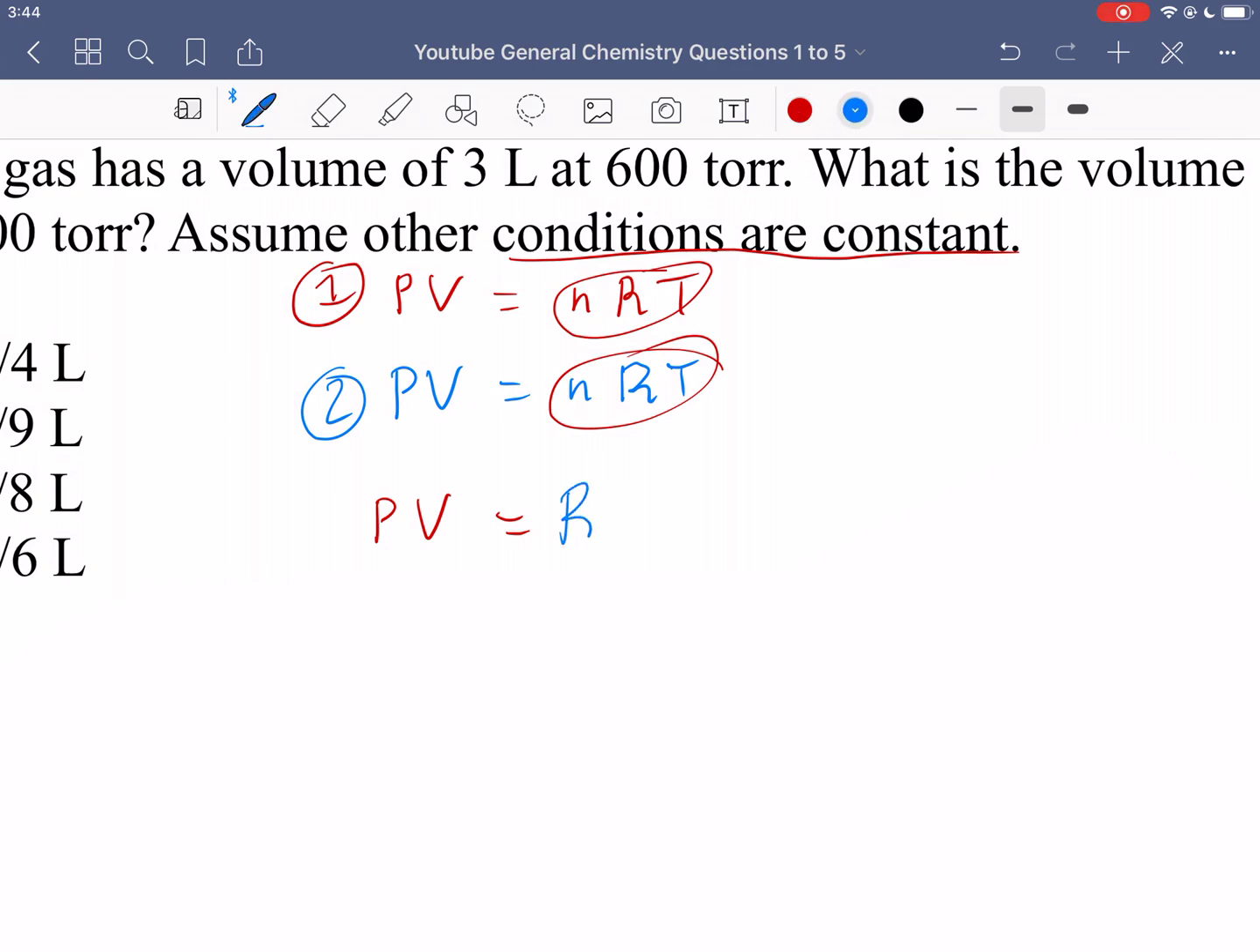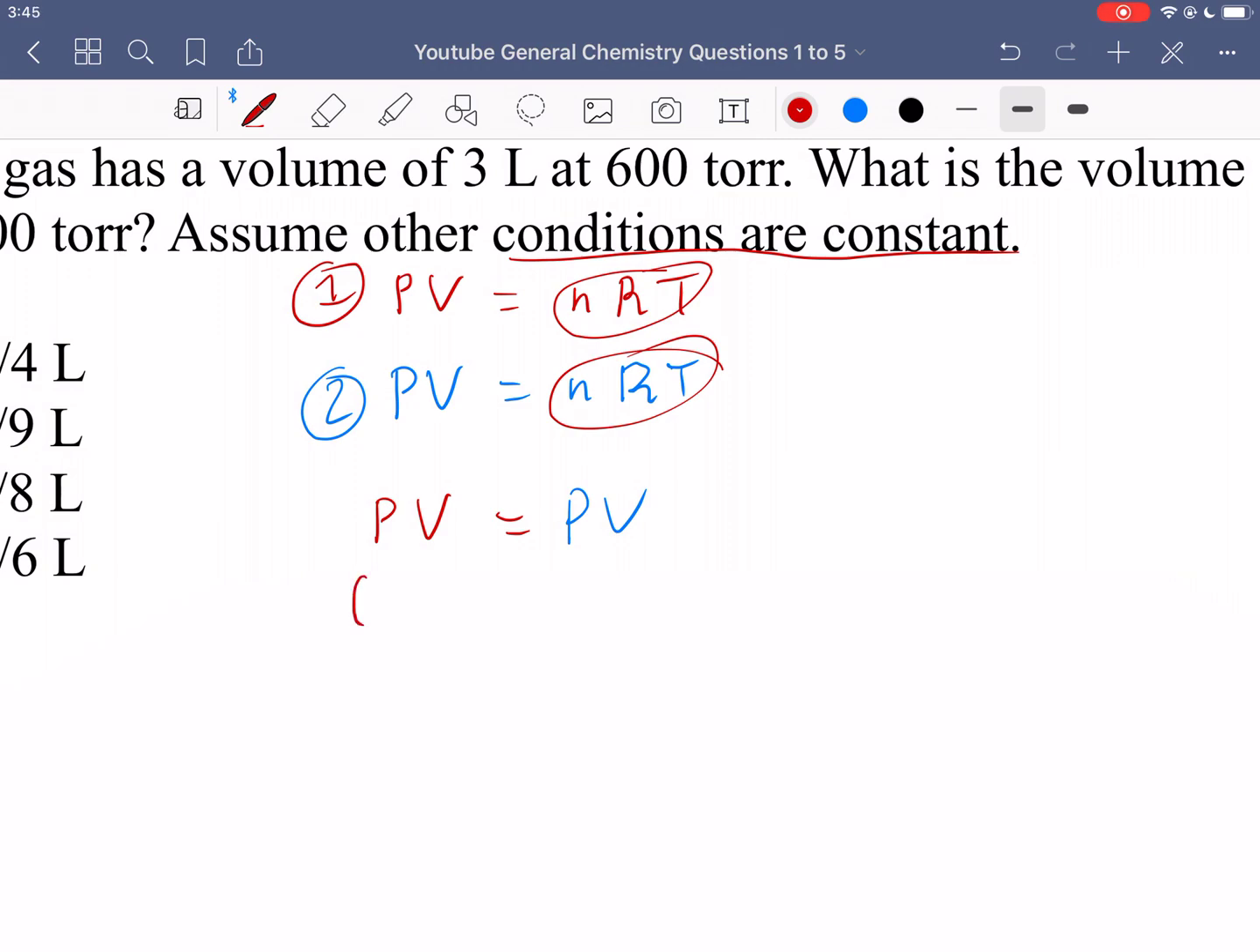So we can say PV of condition 1 is equal to PV of condition 2. Those two things have to be equivalent if they both equal nRT. So this is also just Boyle's law. After this, we just plug in the numbers that were given.